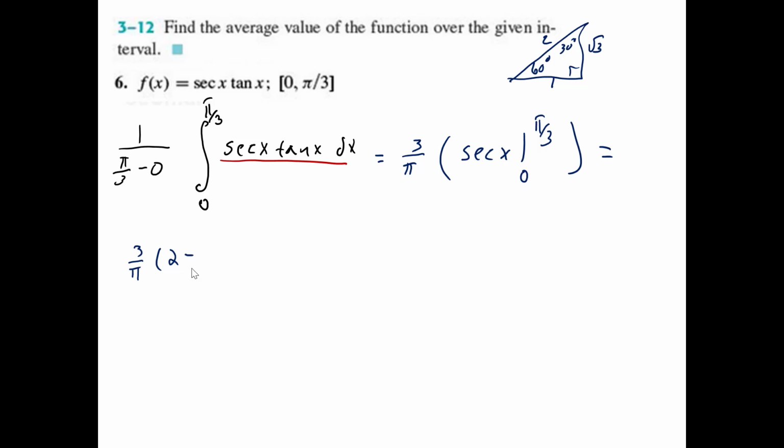cosine of 0 is 1, and so the secant of 0 is also 1 because the reciprocal is also 1. And so then 2 minus 1 is 1, and so you just get 3 over pi. That is the exact average value of this function over the interval from 0 to pi over 3.